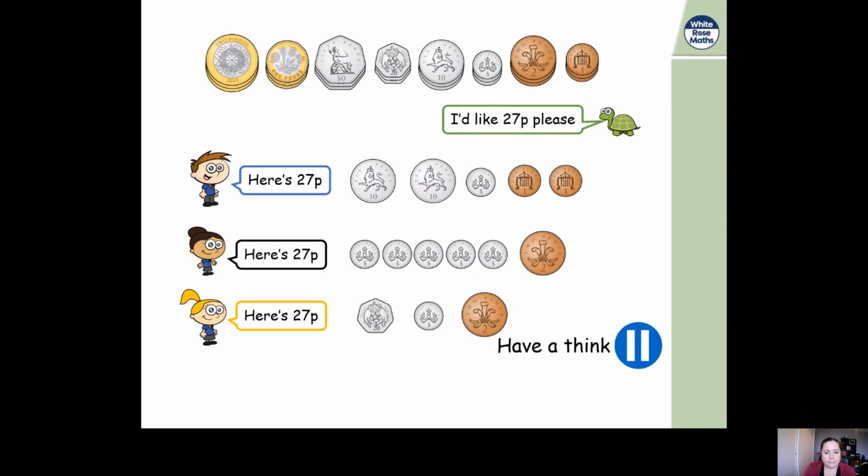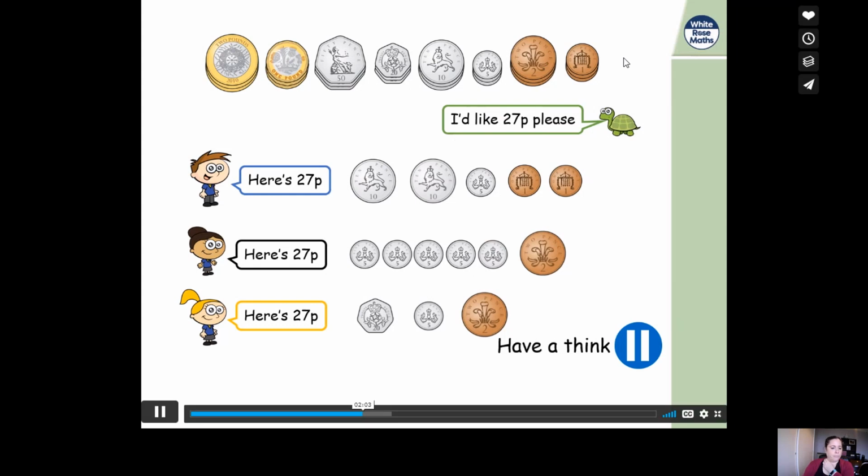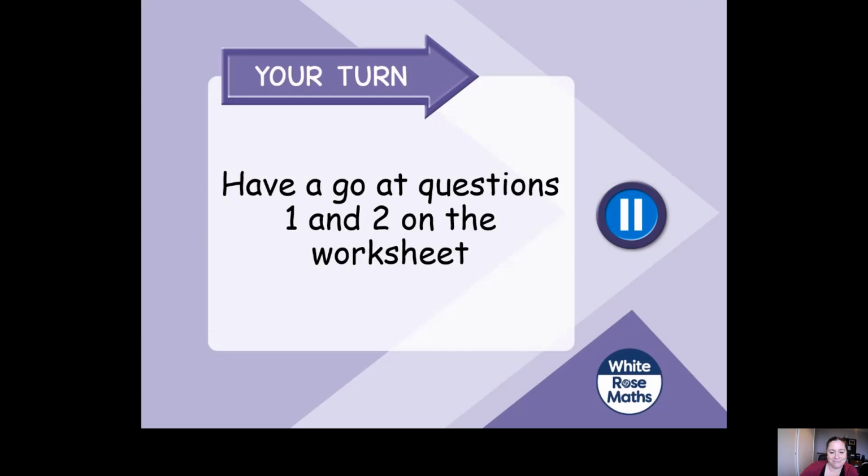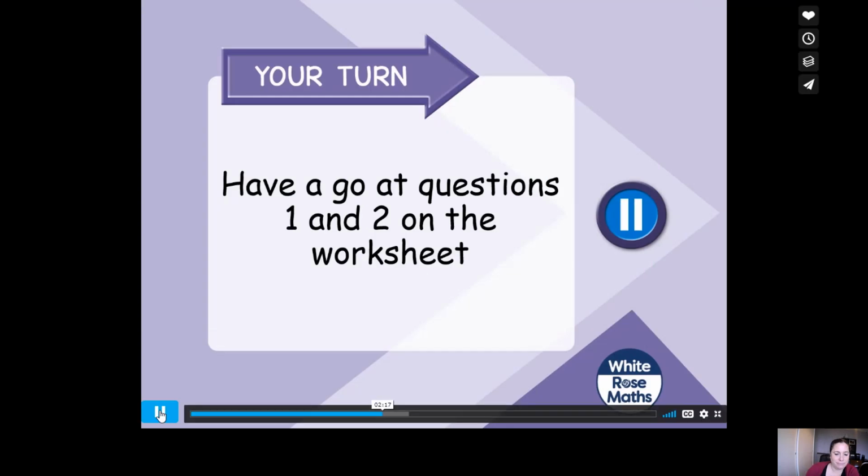Oh gosh. Pause the video and have a think. Has Eva made 27 pence as well? Yes, she has. They've all made 27 pence. I didn't pause it in time. Can you make 27 pence? It's your turn now. Have a go at questions 1 and 2 on the worksheet.